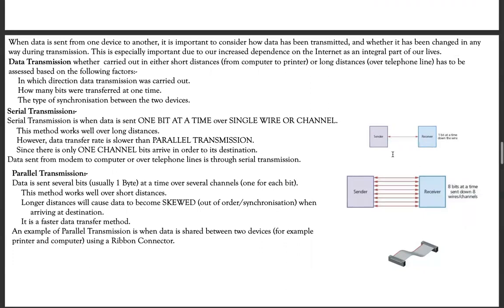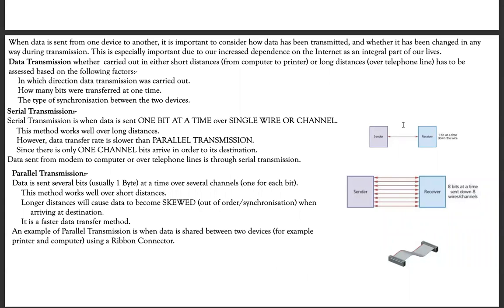The chances of skewing occur in parallel data transmission, and skewing basically means that the data being sent becomes out of order, and ones and zeros being shuffled around result in a completely different value. Skewing occurs because the conductivity of each individual channel may vary, and as the length of the cable gets longer, the chances of skewing also increase.